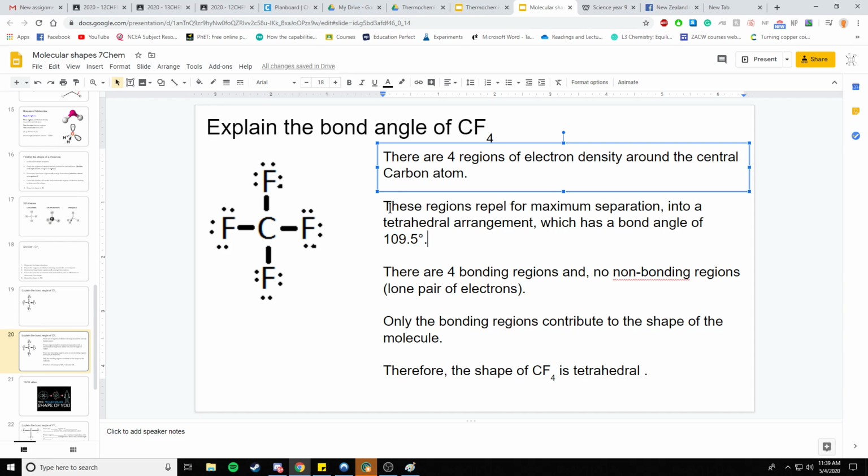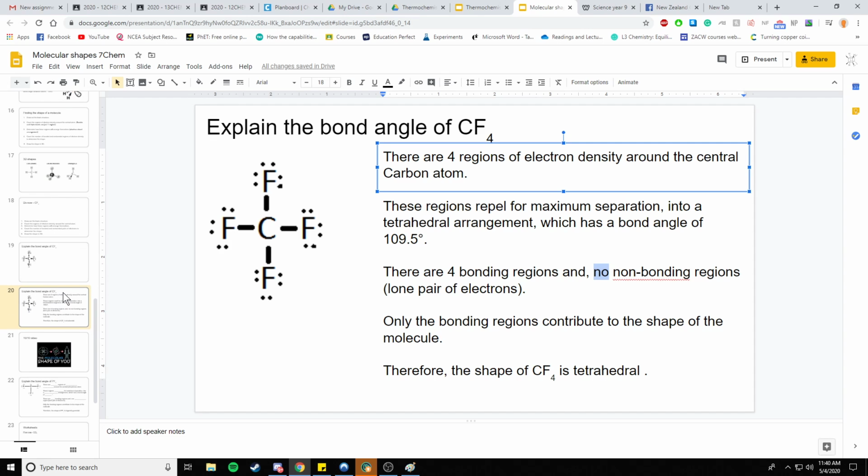Remember, if we have 3 regions of electron density, they're going to repel into a trigonal planar arrangement, which has a bond angle of 120. If there are 2 regions, these repel into a linear arrangement, which has a bond angle of 180 degrees. This can also change depending on how many non-bonding regions we have. If we have one non-bonding region here, it's going to be a trigonal pyramidal shape. So maybe later in the week, I'll make this much clearer and have like a handout or something that you can just have a look at and be a lot clearer.